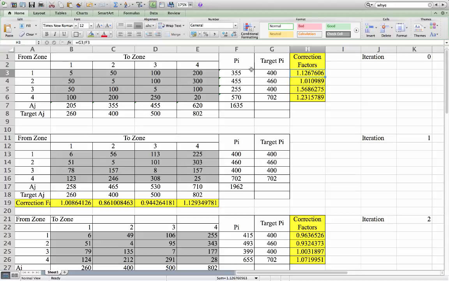We multiply this growth factor to the cells of each row to get the second table ready for the next iteration. So this cell is a result of multiplying the growth factor of zone 1 by cell 1,1. The second cell is the same growth factor of the same zone multiplied by the second cell. And as another example, the number of trips from zone 4 to 4 is calculated by multiplying the growth factor of zone 4 by the cell 4 by 4.